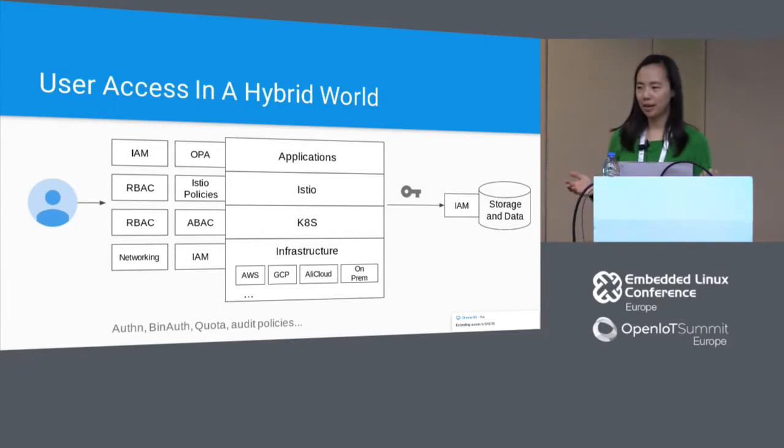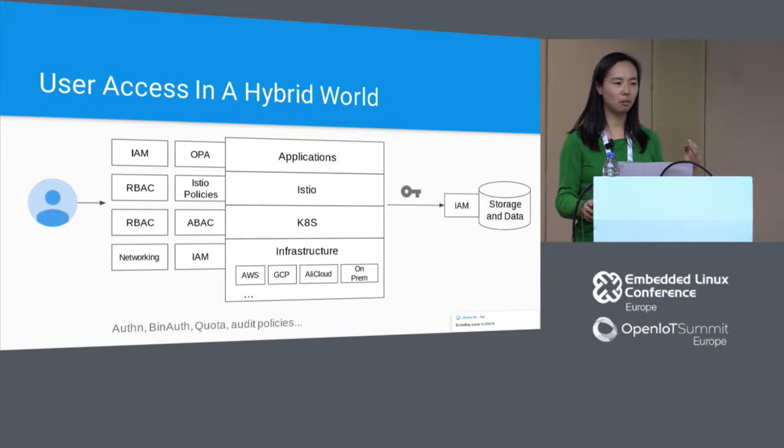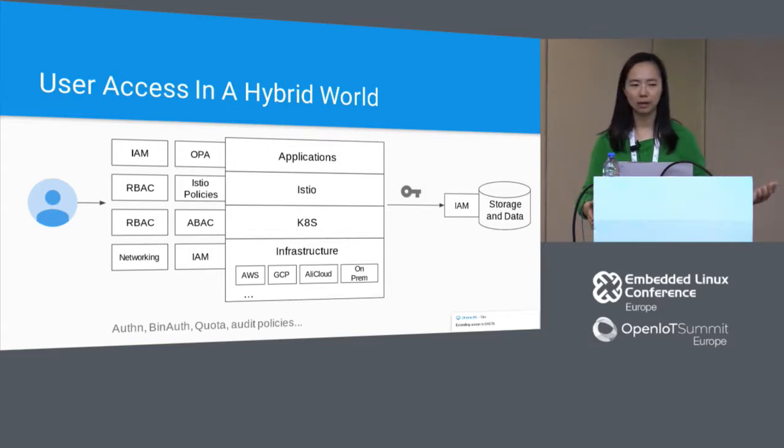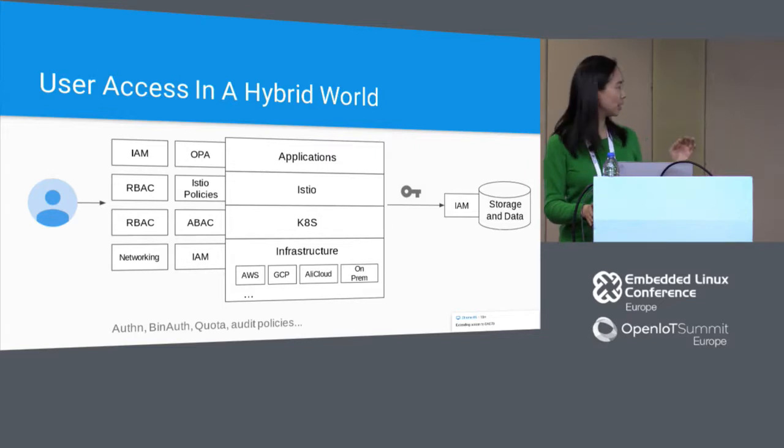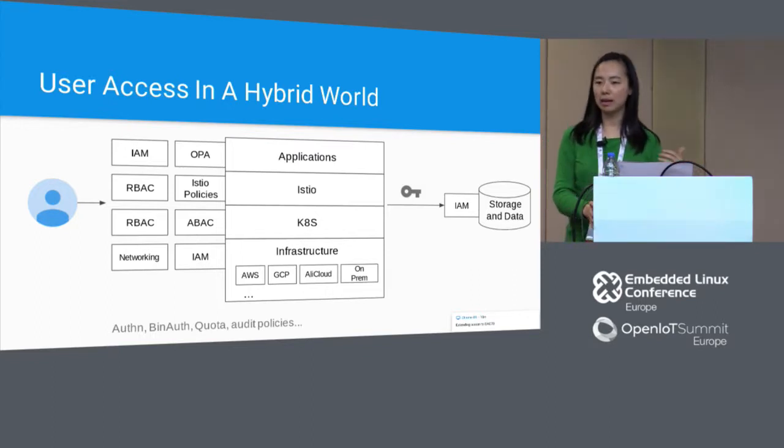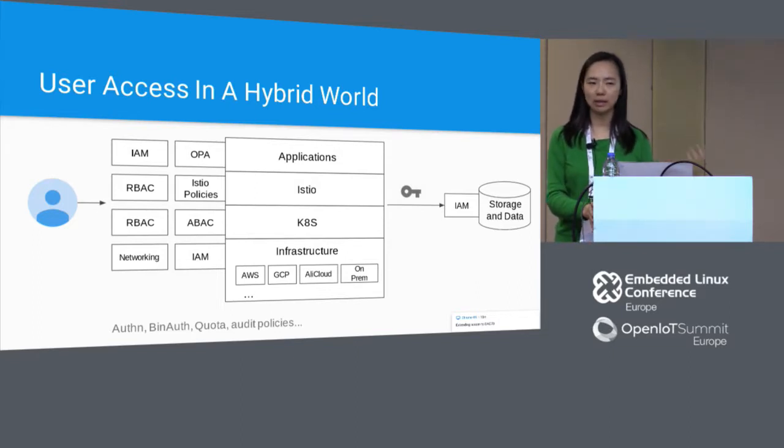On the infrastructure layer, they can use one or more clouds. So whether it's AWS, or GCP, Ali Cloud, or your on-prem infrastructure, which will come with its own access policies, such as IAM, networking firewall rules, right, and quota, any other policies you might have. The layer above, that's where you can run Kubernetes, which comes with its own policies, such as RBAC, ABAC, right? Also Kubernetes quota and the Calico networking policy, and so on.